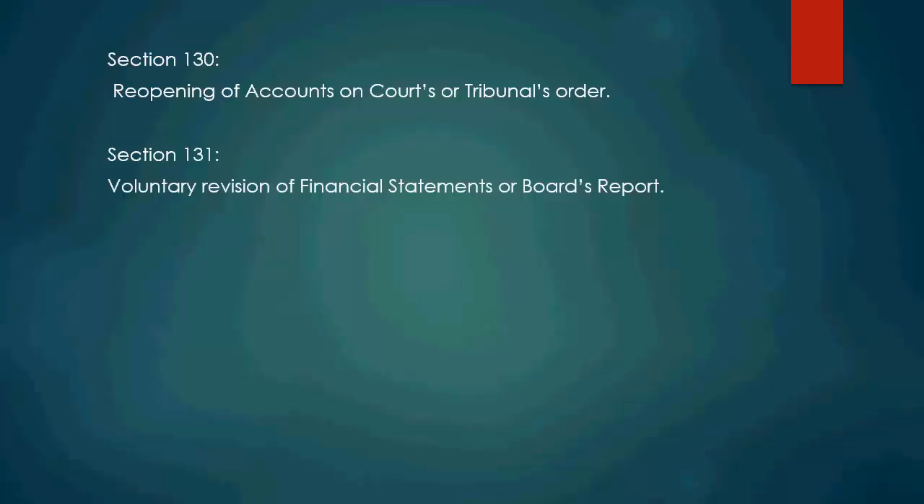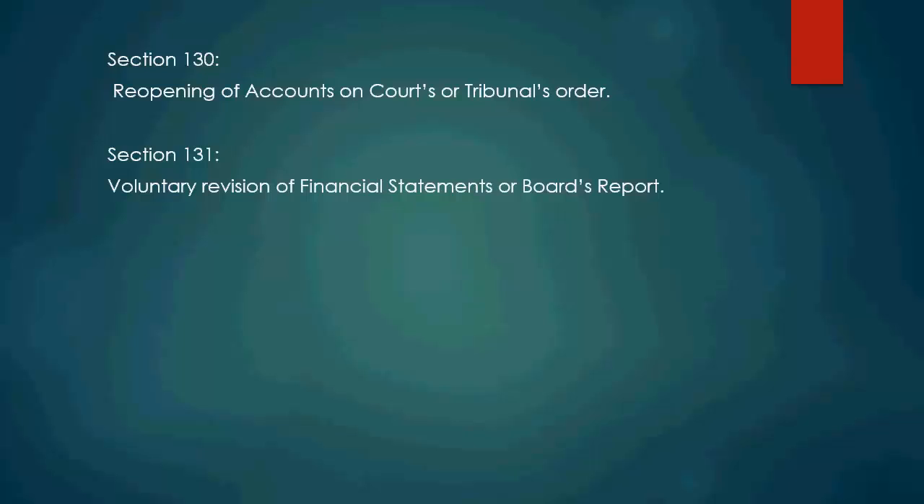Now we'll see what are the procedures that have to be followed by the board of directors to revise the financial statement or the board report. For this, as we've already discussed, they need the approval of the tribunal. So the board of directors will apply to the tribunal. They'll file an application to the tribunal for obtaining the approval for revision.